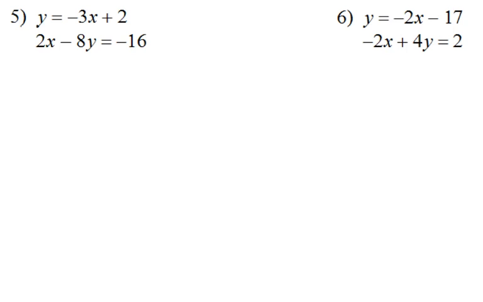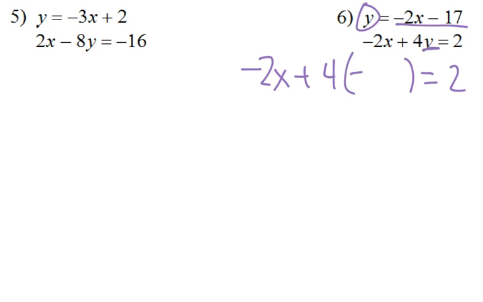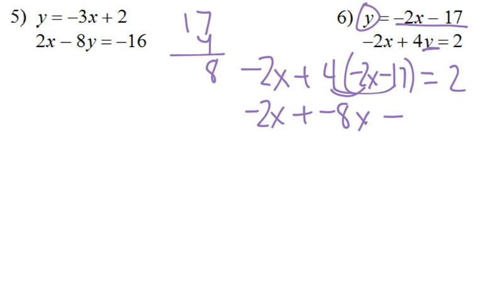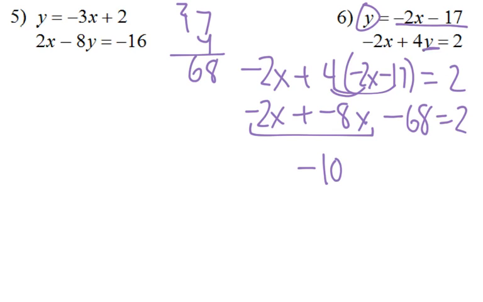Same for number 6. Y equals that whole piece. So in my equation, I replace that y with negative 2x minus 17, because they're the same. So we get negative 2x plus negative 8x minus 4 times 17, that's 68, equals 2. Those combine to make negative 10x.